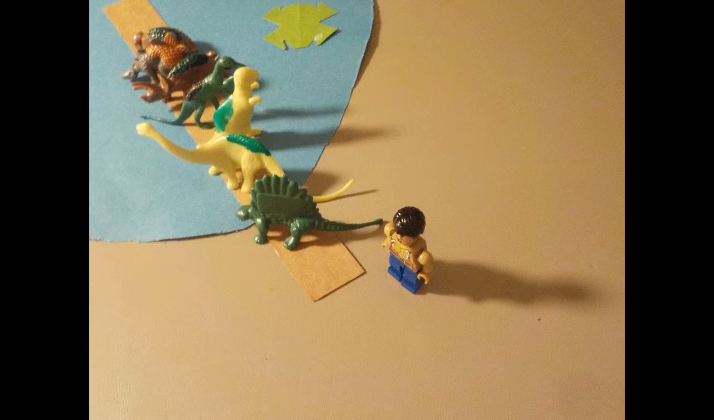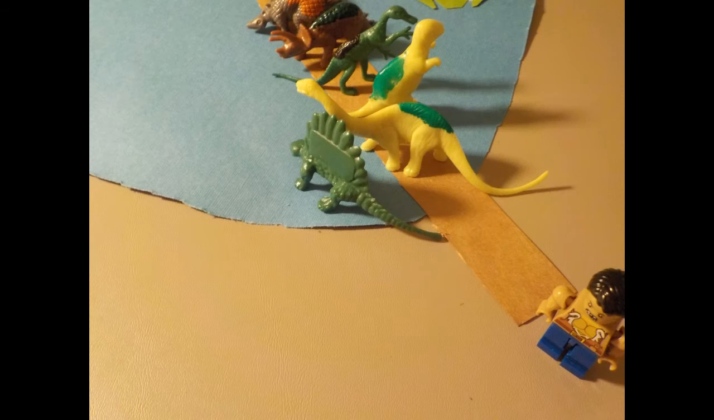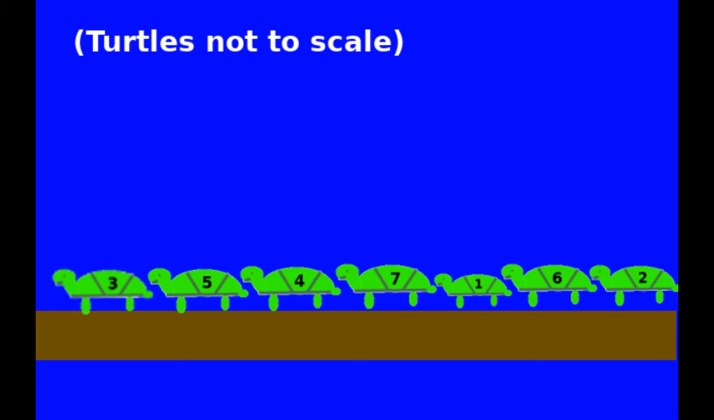There's a path next to the pond, and sometimes somebody walks by. When they walk close, the closest turtle jumps into the pond. Each one of these turtles weighs a different amount, either 1, 2, 3, 4, 5, 6, or 7 pounds. These turtles are all in a random order on their log.